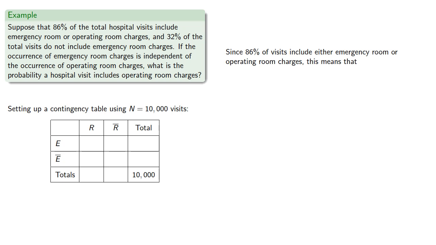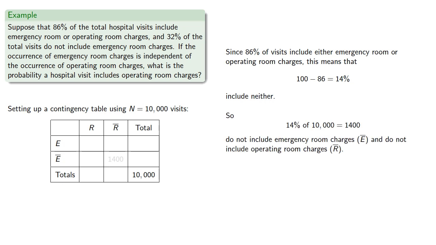Now, since 86% of visits include either emergency room or operating room charges, this means that 14% include neither. So of our 10,000 visits, 1,400 do not include emergency room charges and do not include operating room charges. And so those 1,400 are going to be in this box.